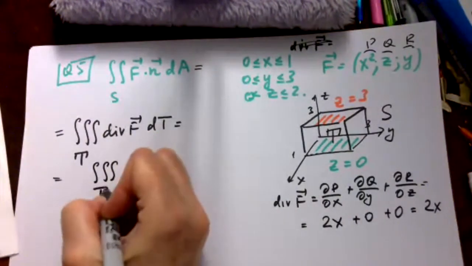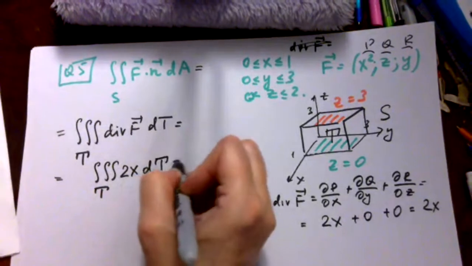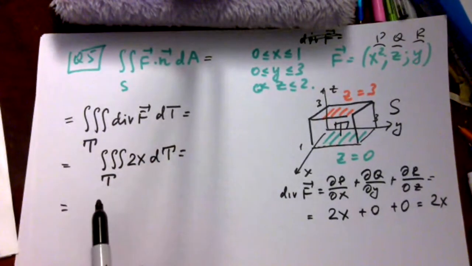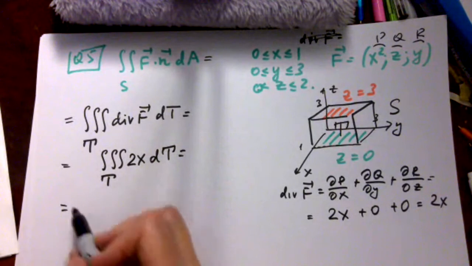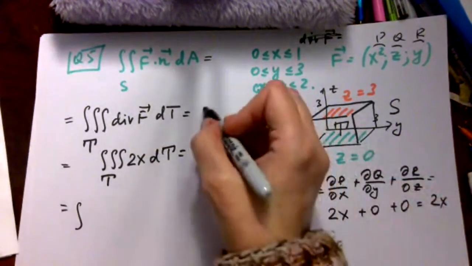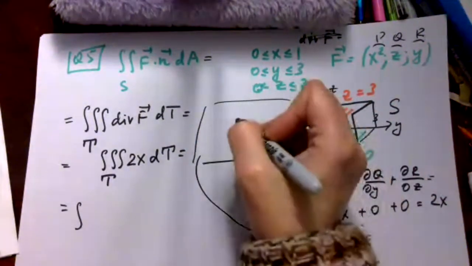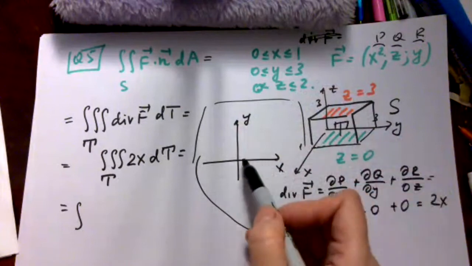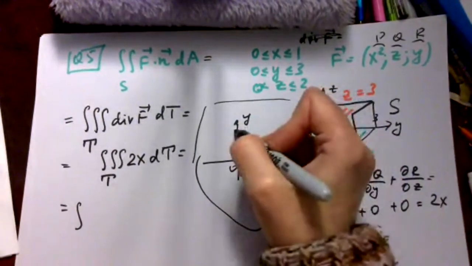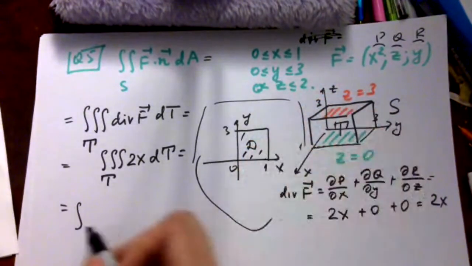So we need to calculate the triple integral of the function 2x over our parallelepiped. And now we can easily make this transition to the repeated integral. I think it's super easy for you. First, we need to look at the region D. Let's plot it separately. It's always a good idea to have a good picture of region D. So x is between 0 and 1. y is between 0 and 3. So this is our rectangle D.